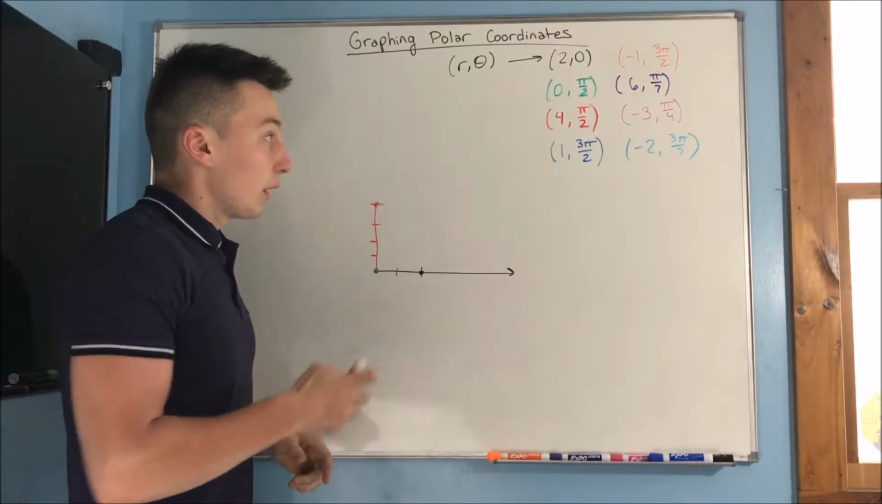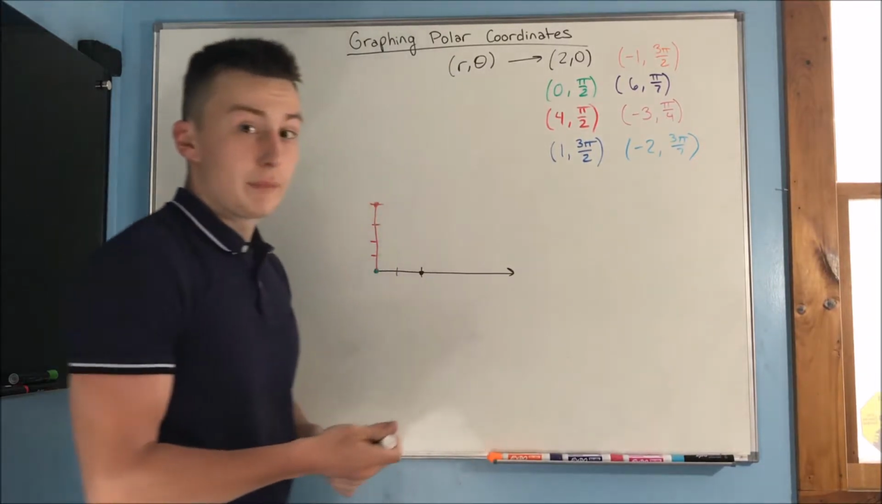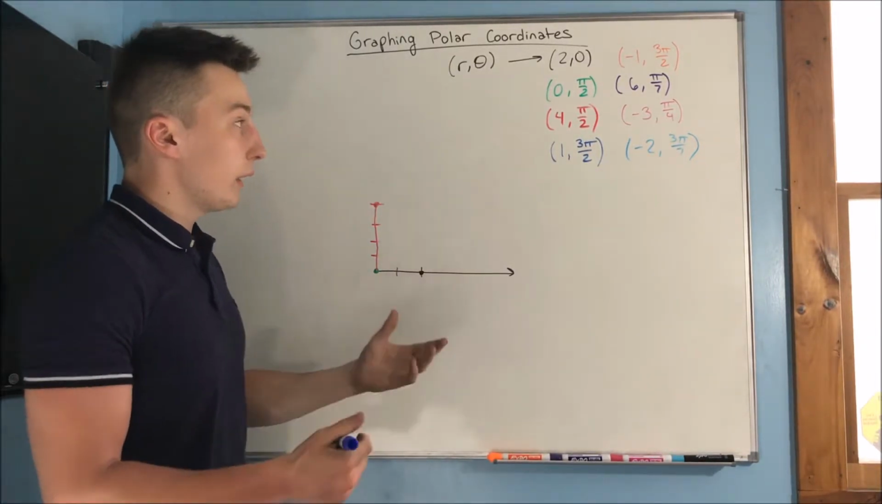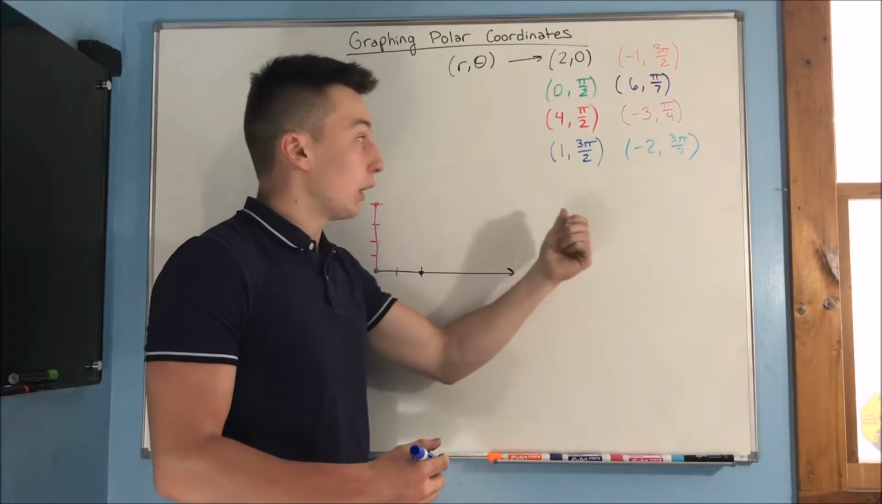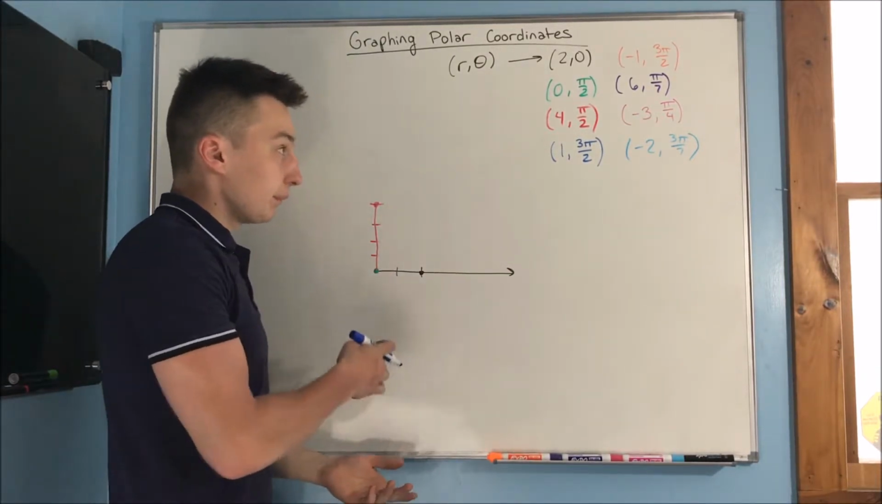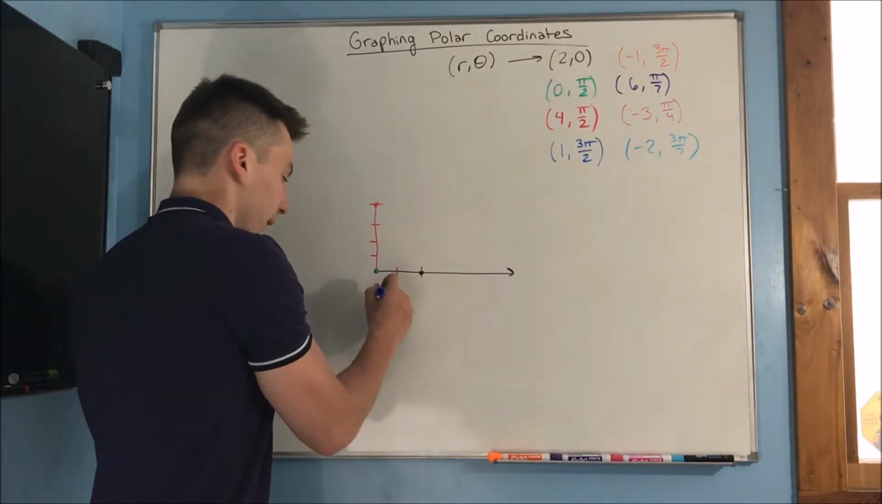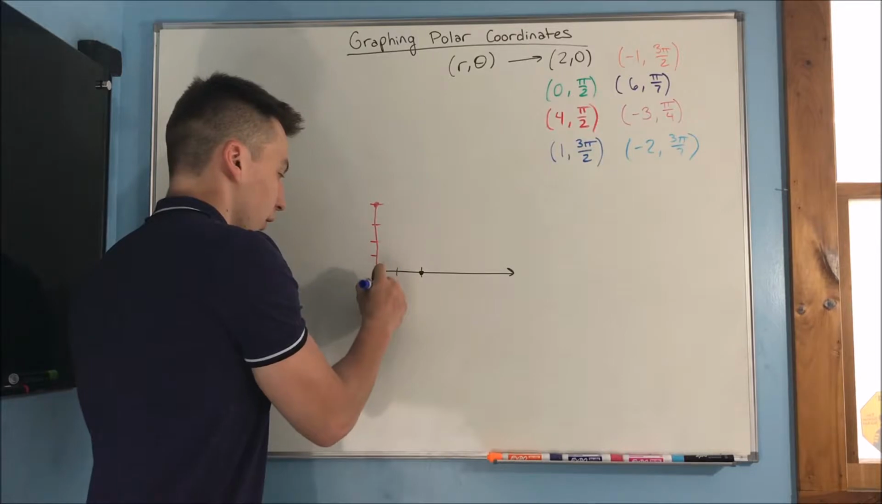All right. Then we have (1, 3 pi over 2). All right, so where is the angle 3 pi over 2? Well, that's going to be 270 degrees, right? So that's in this direction. We're going 1 in that direction. Okay, so we're going 1 here, draw your point, and then draw your line.